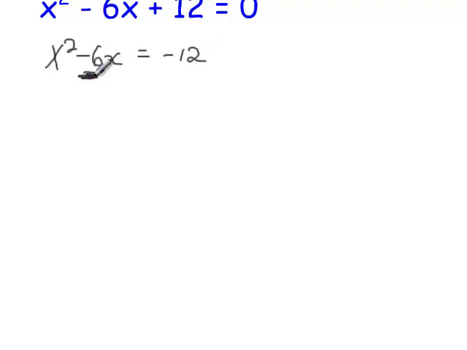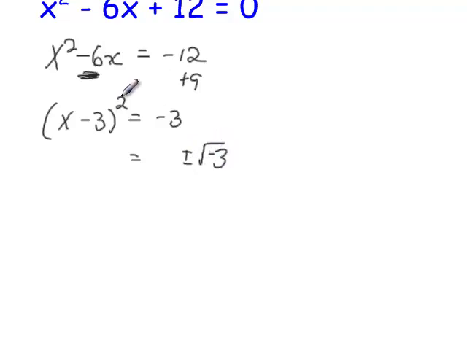I take half of negative 6. It's negative 3. So I know that's what goes in this binomial. There, I completed the square. Now, negative 3 squared is 9, so I'm going to have to add 9 onto this side, and that gets me negative 3. Now I know that it's plus or minus the square root of negative 3, because that's how I'm going to undo this square. I'm going to bring this 3 over, makes it a positive, and voila.